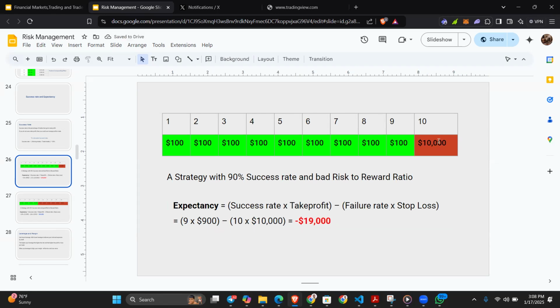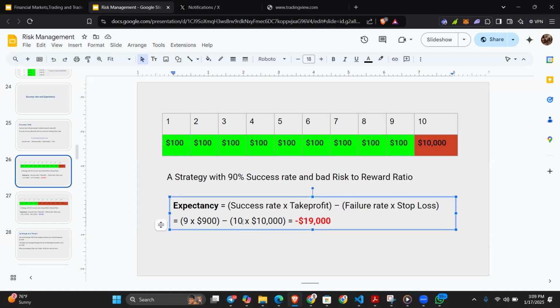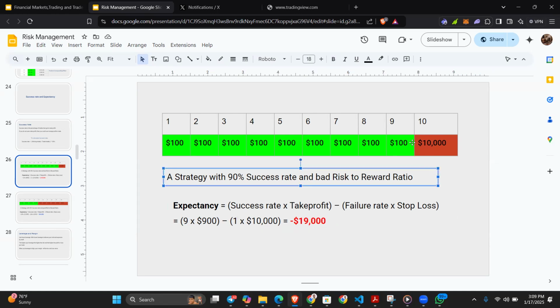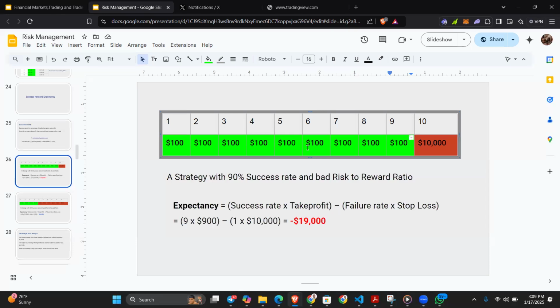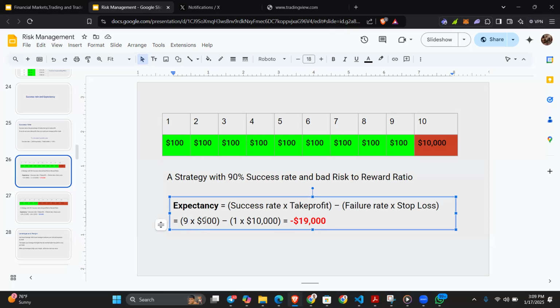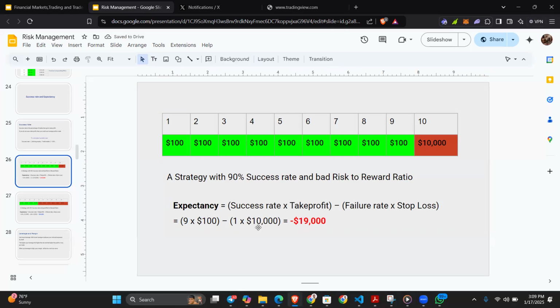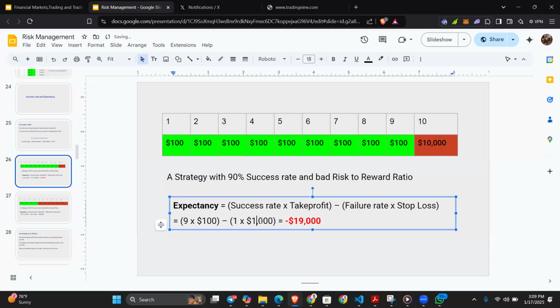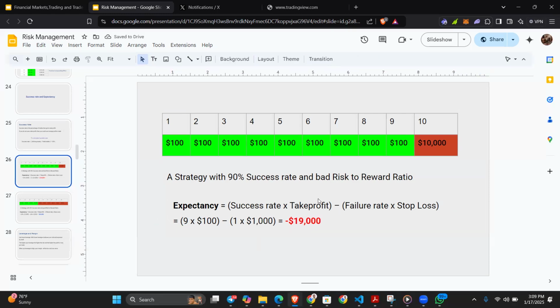But now only one trade spoiled the whole show. Only one trade made him still be a loser, right? So if you calculate $100 by 9, $100 by 9 should give you $900. Then this one loss is $1,000.